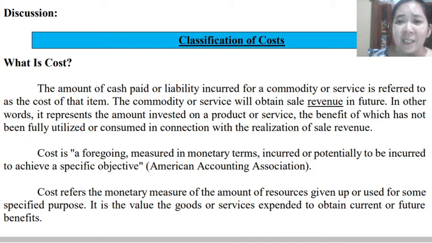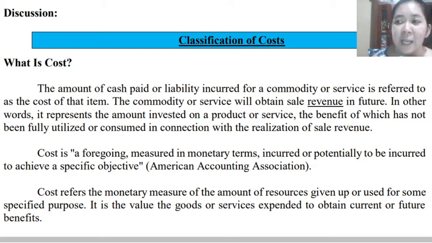But again, the premise is that before we can generate income, first we have to incur costs in producing the goods. And if you are a merchandising company, you have to purchase your inventory first, and that's what you are going to sell to your customers. So again, incurring cost is the first step in generating income. You cannot generate income without spending for the costs of your goods or services.